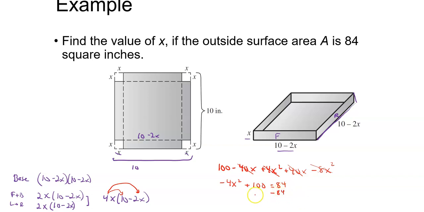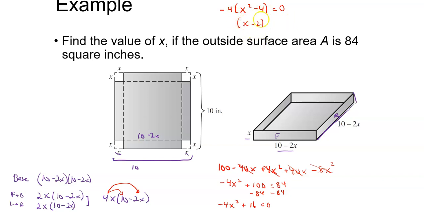So let's subtract an 84 from both sides. And I get negative 4x squared, 100 minus 84 is 16, equals 0. I can actually factor a negative 4 out of everything right now. So if I factor out a negative 4, I'm left with x squared, and then 16 divided by negative 4 is minus 4. All right, so the negative 4 gives me nothing, right? Negative 4 will never be 0. So I'm left with x squared minus 4 equals 0.